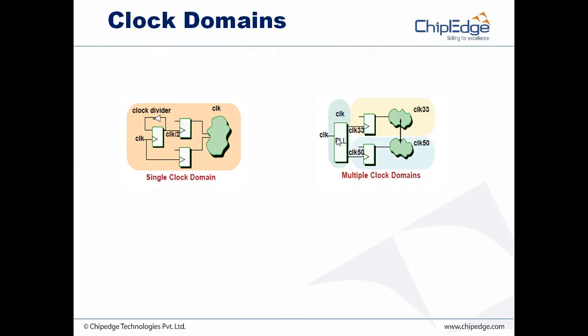What is the reference to the PLL and how is it generating the clocks? Is there any phase relation? What is the relation between clock 33 and clock 50? Based on that, we'll make it asynchronous or synchronous. Based on these clocks feeding the logic in this scenario, we'll make it multiple clock domains. So this is a single clock domain, and this is multiple clock domains.